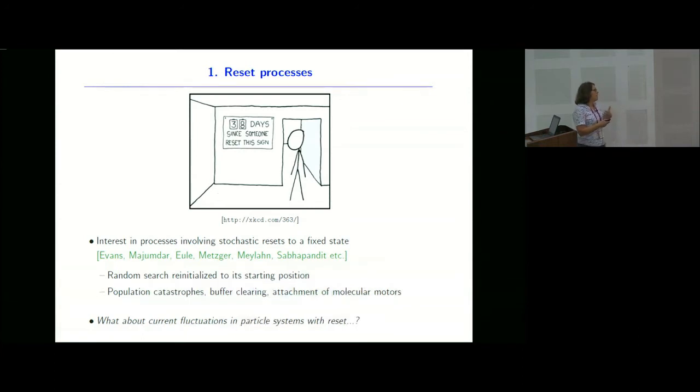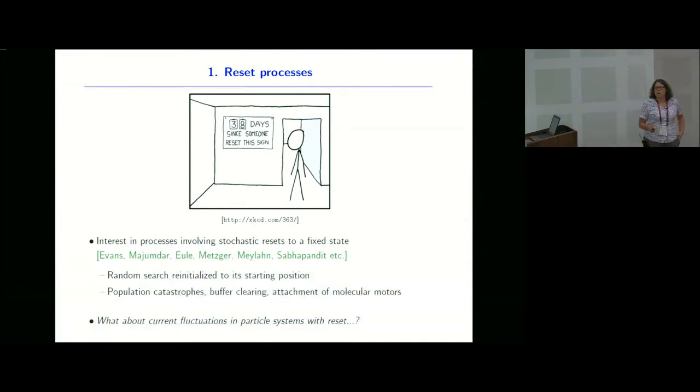And the kind of paradigm for this would be a search problem, so you've lost something, you wander around slightly aimlessly looking for it, and after a while you give up and you go back to where you started from, and you start again. But there are lots of other applications in foraging, in population dynamics, which are suddenly wiped out by some catastrophic event, in the clearing of buffers, attachment to molecular motors, and so on. And I put the names here of some of the people who've been involved in that, and some of them are in the audience.